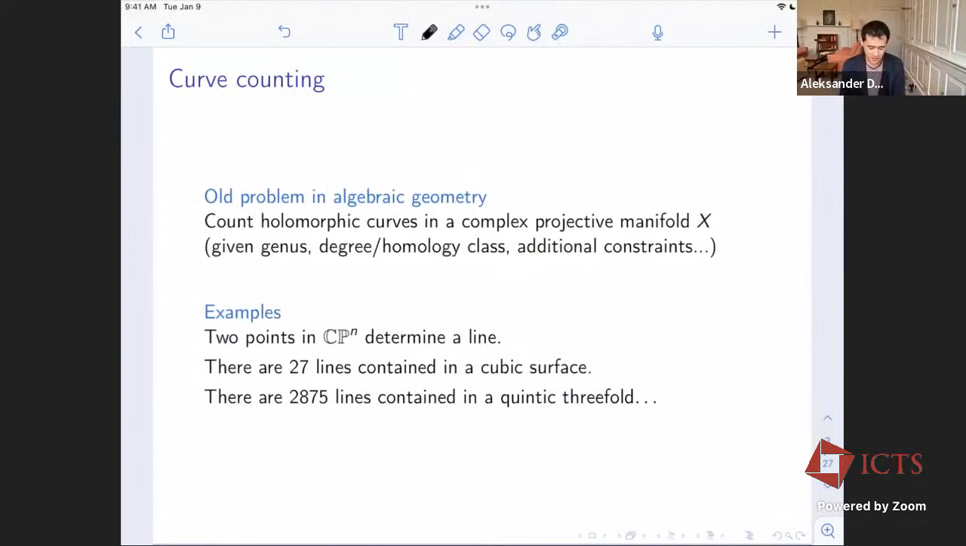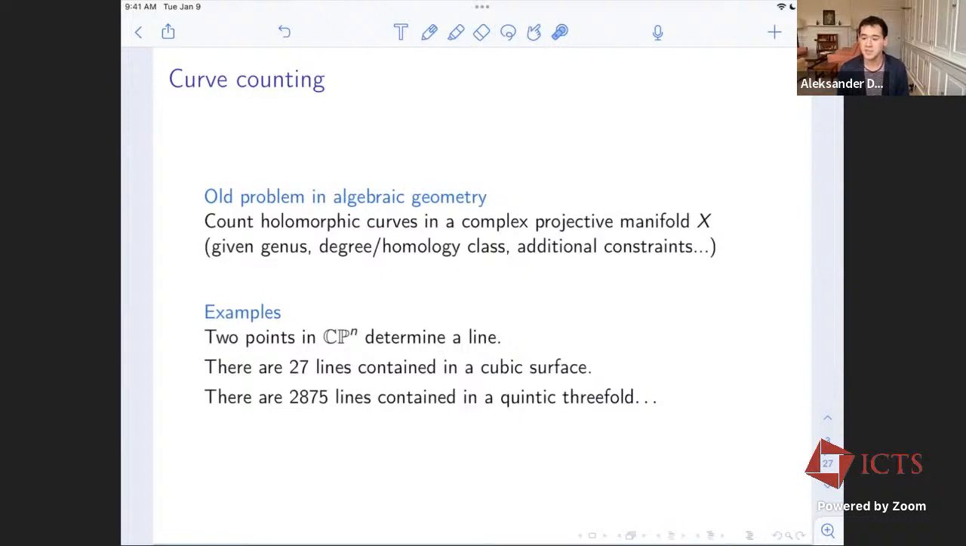But let me begin with this very classical problem in algebraic geometry, and that is the problem of counting complex subvarieties. So what's the very general setup? I give you some projective manifold X, and I can ask how many holomorphic curves, so complex submanifolds of dimension 1, are inside this complex projective manifold. And usually for this problem to make sense, I need to prescribe some data about my curves. So for example, I will say how many curves of given genus, given degree, and maybe some additional constraints such as these curves should be passing through some points or other subvarieties or satisfy some tangency relations.